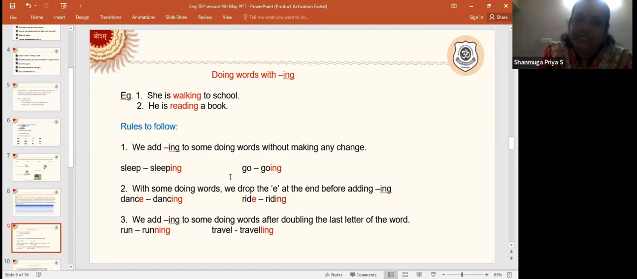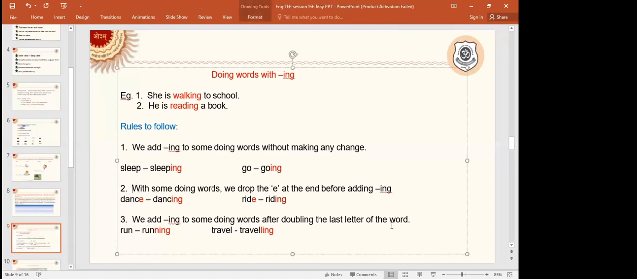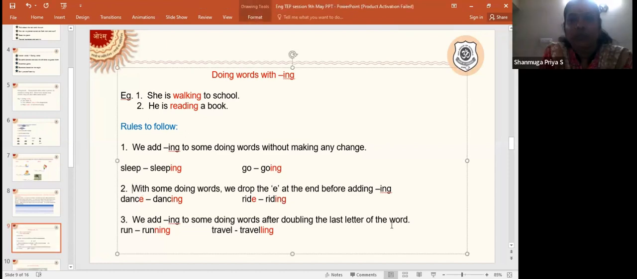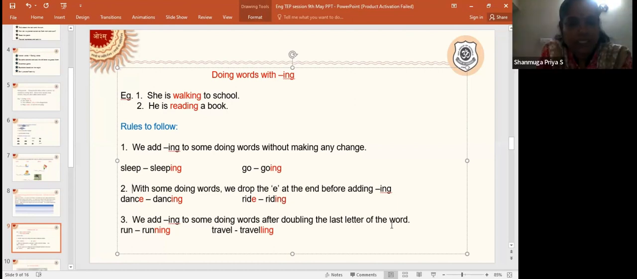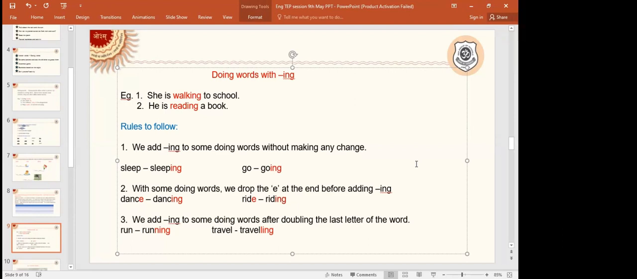Sitting is not applicable with this rule. You'll have to double the last letter. We'll be looking into that.